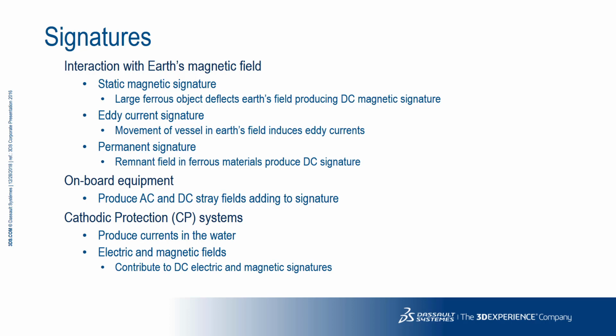field in the structure. Onboard equipment such as generators, motors, and other electrical devices can produce stray fields, which should be mitigated using shielding or bespoke design procedures for the device originally. Cathodic protection systems, if fitted, can also contribute to the vessel's signature.